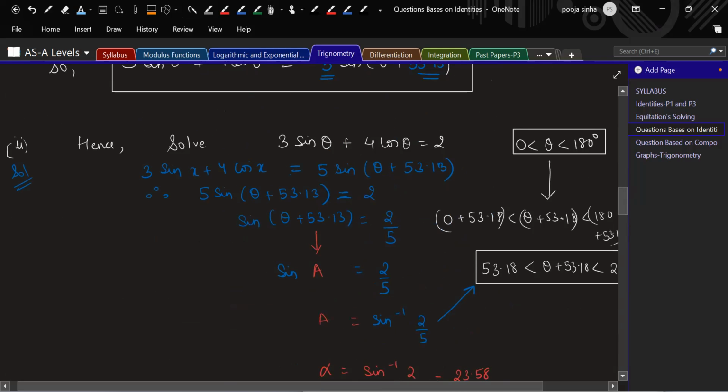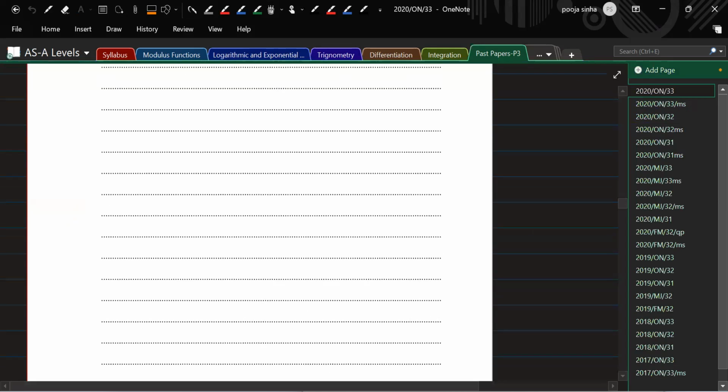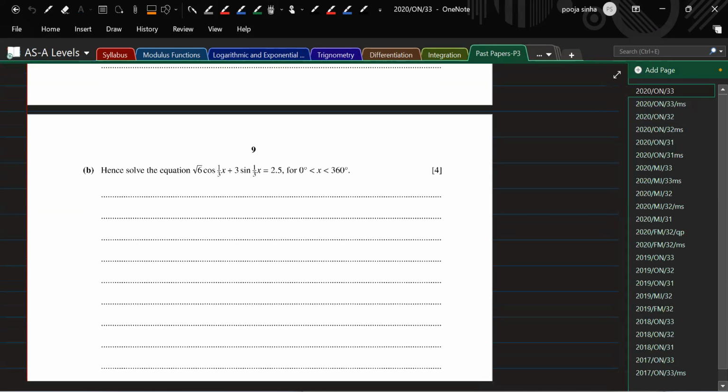Then it says, further to that, I'll show you here also. This was just a 3-marker and it was so long. And then the next part is 4 marks. So this whole entire thing that we're learning is like a 7-mark question. Further to it, it says, hence solve the equation, whatever the equation was given to you earlier.